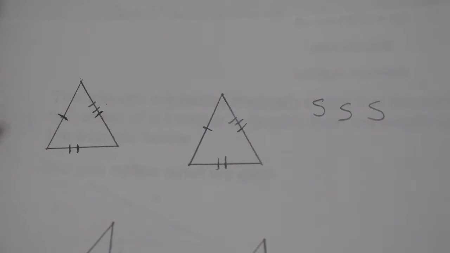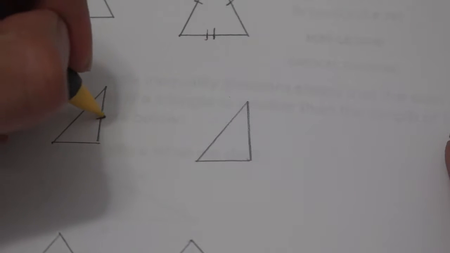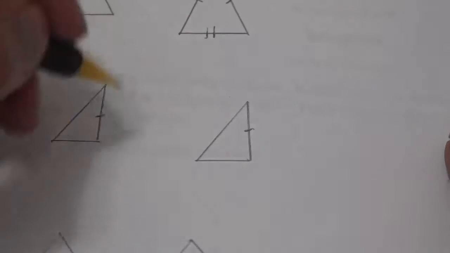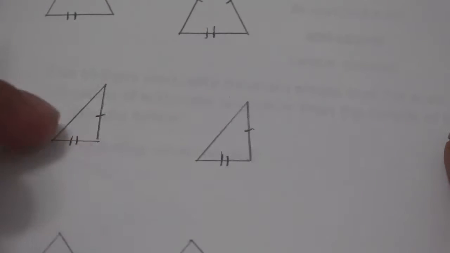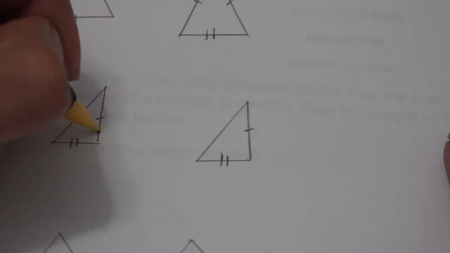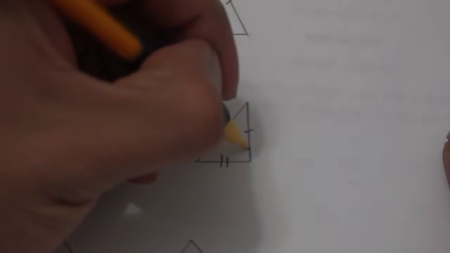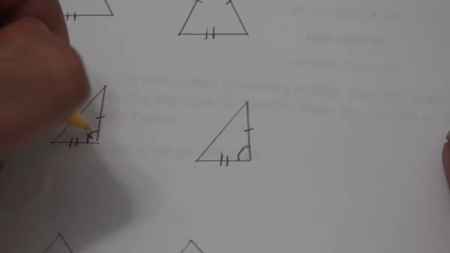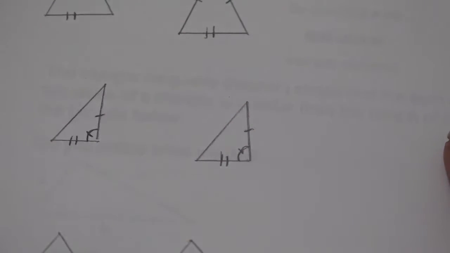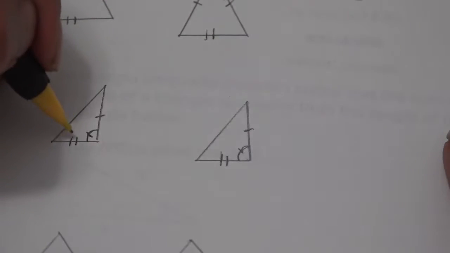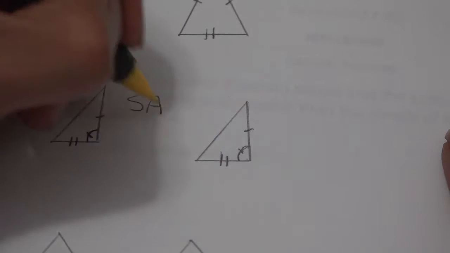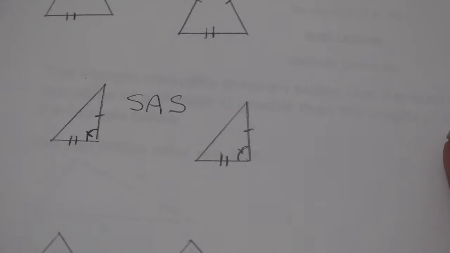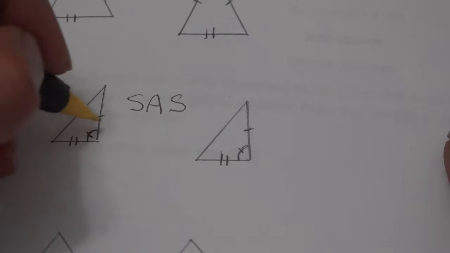All right, now another one. If you have two sides of a triangle congruent to two sides of the other triangle, and you also have an included angle right here, congruent, then the triangles are congruent by side, angle, side. See that? Side, angle, side. Two sides and the included angle.